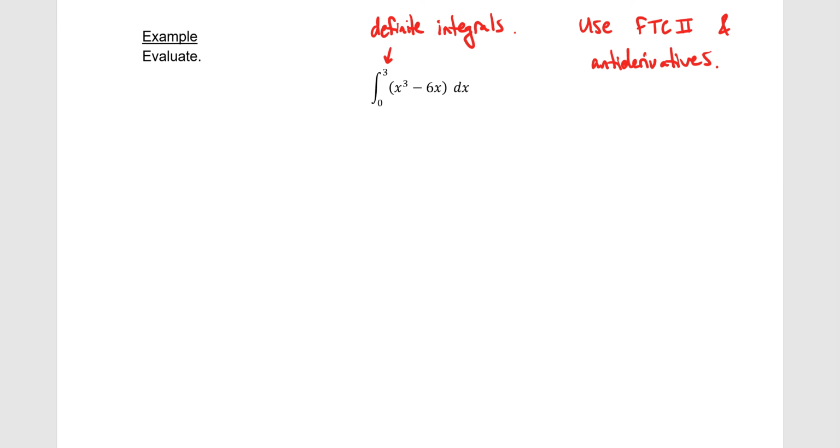Okay, so finding the antiderivative here of x cubed, add 1 to the exponent, divide by that exponent, minus 6x. So we add 1 to the exponent, divide by the exponent, and that's it. We don't need a plus c because it's a definite integral. Now we plug in the bounds, so evaluated from x equals 0 to x equals 3.